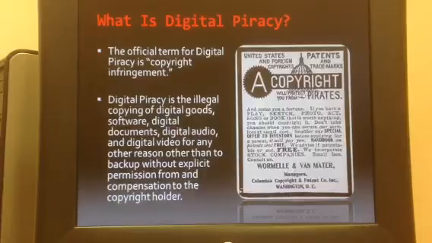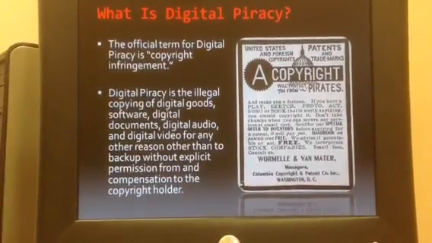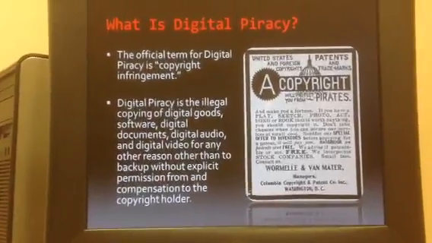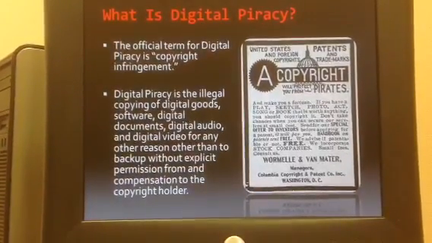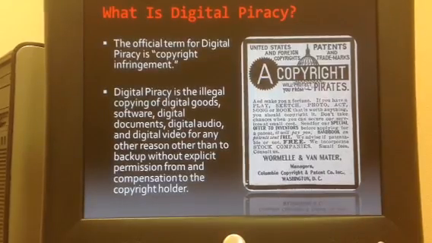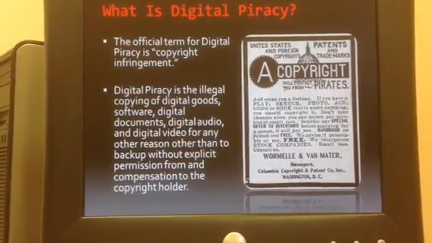What is digital piracy? The official term for digital piracy is copyright infringement. Digital piracy is the illegal copying of digital goods, software, digital documents, digital audio, and digital video for any other reason than to back up without explicit permission from and compensation to the copyright holder.